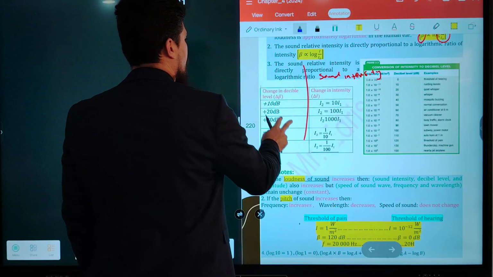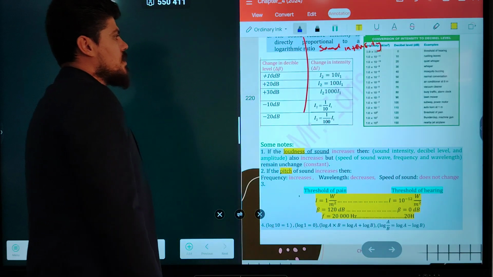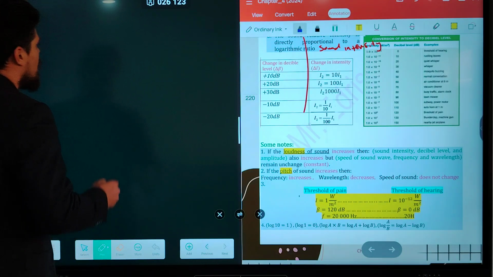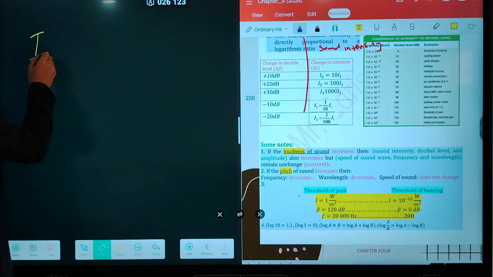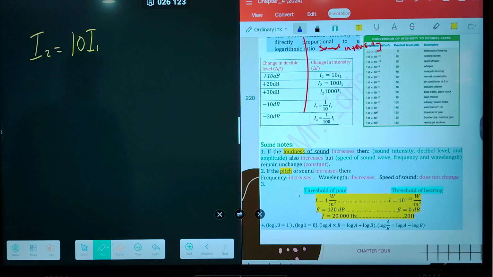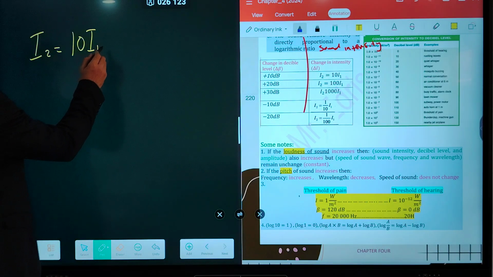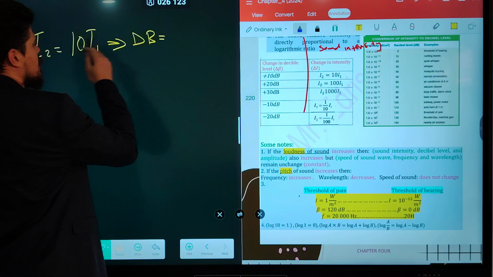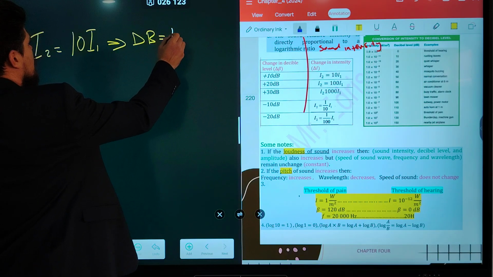Yalla, guys. We have some changing of decibel and change in intensity. Guys, look at this table, it's very important. If the sound changes by a factor of 10, the intensity of the second sound is 10 times the intensity of the first. Change in decibel level is equal to what? Is equal to 10 decibel.